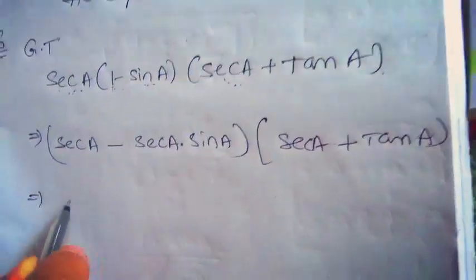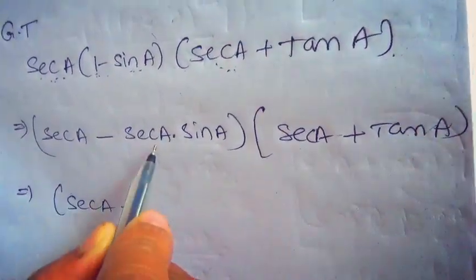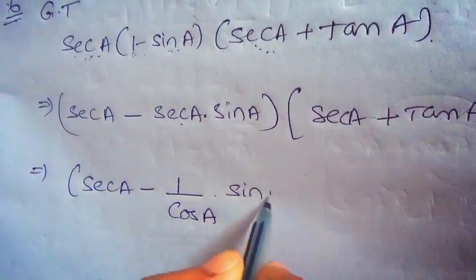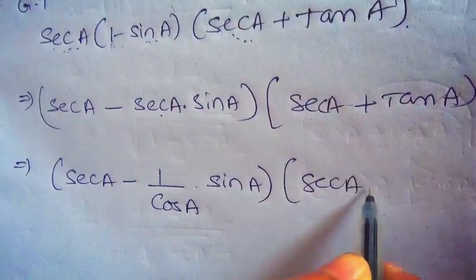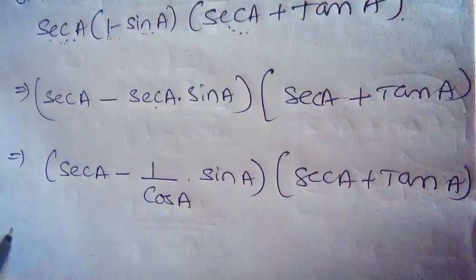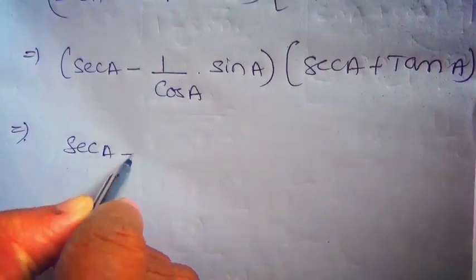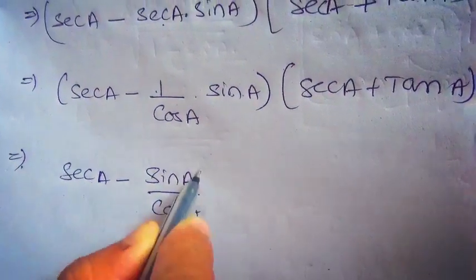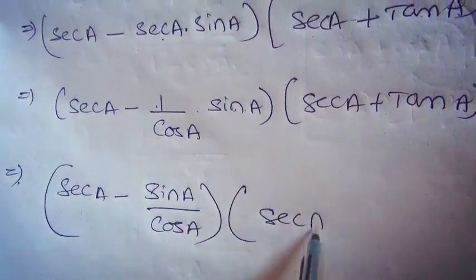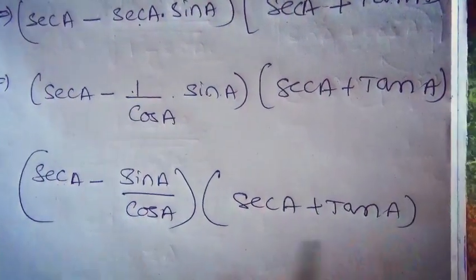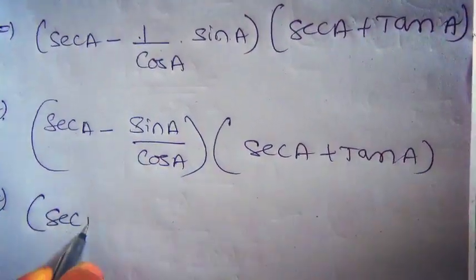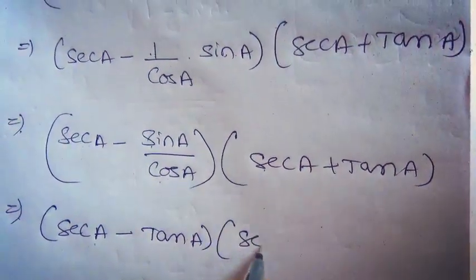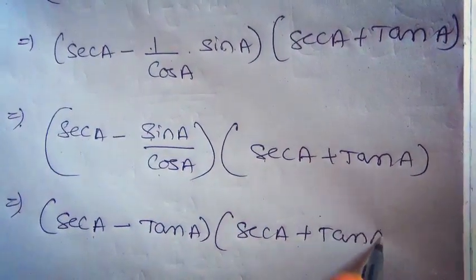That implies secant A minus secant A sin A, where secant A means 1 by cos A. The reciprocal of cos is nothing but secant. So secant A minus 1 into sin A by cos A, into secant A plus tan A. That implies secant A minus sin A by cos A, which means tan A, into secant A plus tan A.